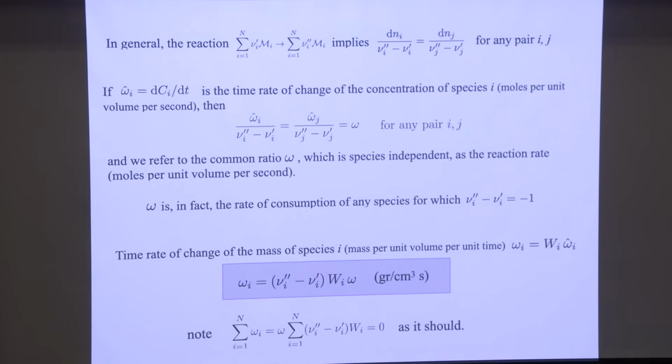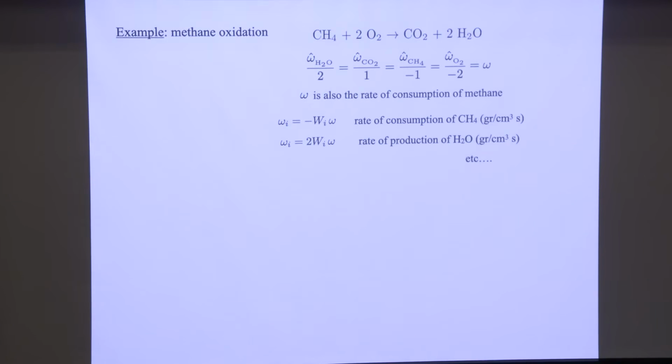Before we do this, if we sum all the omega I, we just get omega times the sum of this. By definition, this is equal to 0 because this is essentially the chemical reaction that we wrote multiplied by the molecular weight of each species, okay? So that's just a consistency condition.